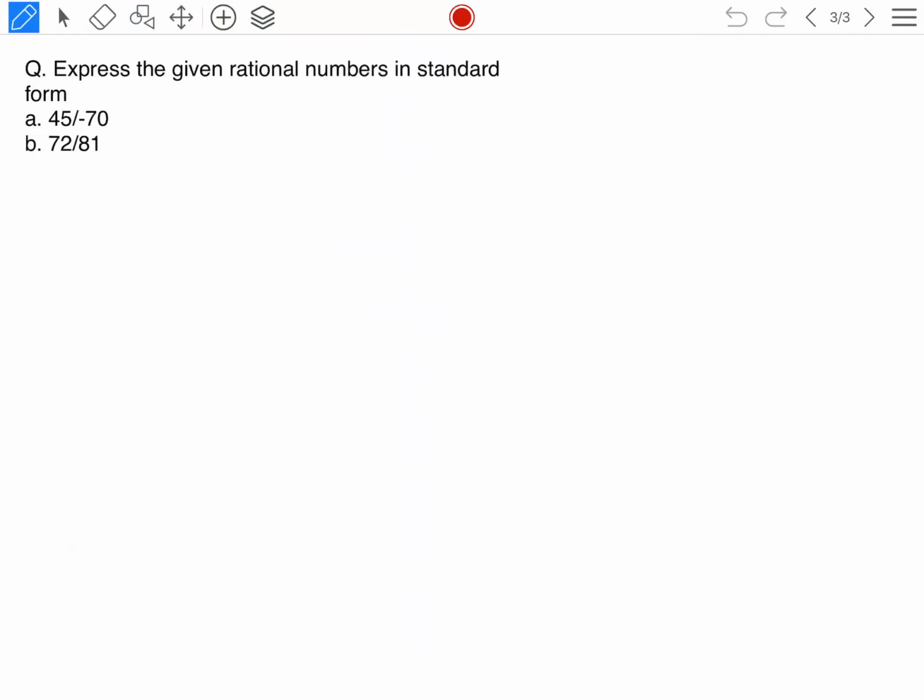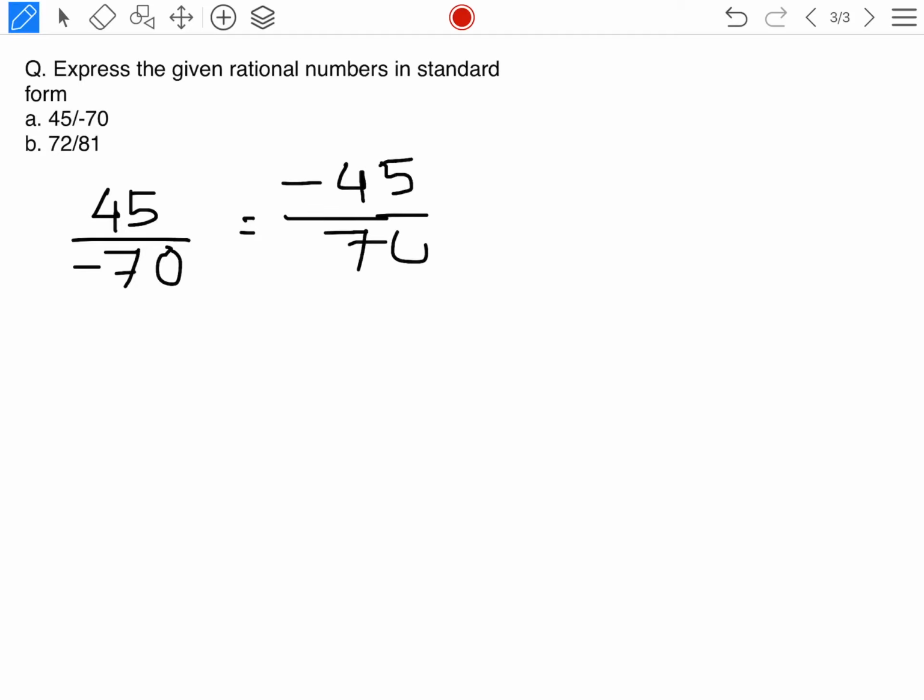Another question we'll take. It is given, we need to express the given rational numbers in standard form. The first one I will do, the second one you will do. Okay, it is given 45 by minus 70. First step, whenever you see the denominator is negative, here minus 70 is the denominator, you just need to interchange the signs. That means you can simply write the numerator as negative, minus 45, and the denominator as positive 70.